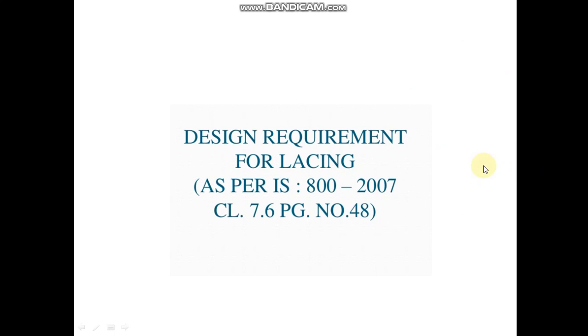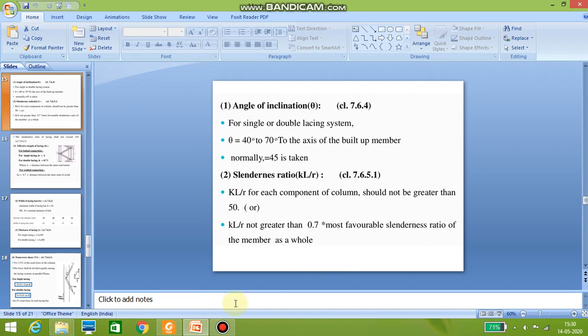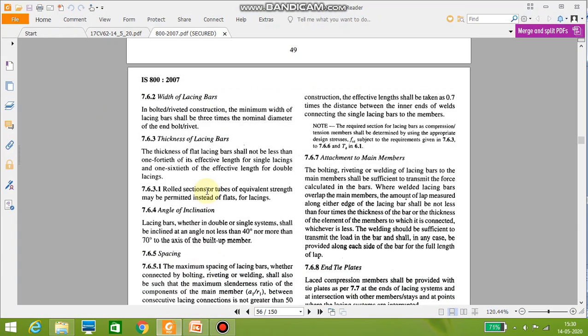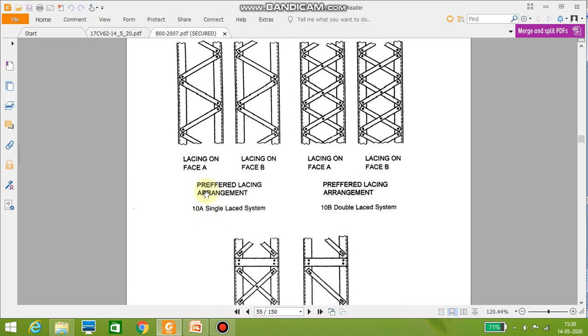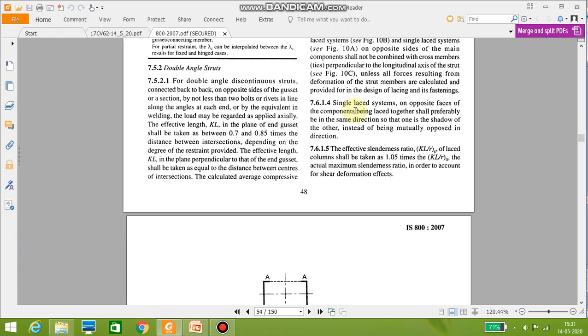Now let us see what our code book says. IS 800-2007, clause number 7.6, page number 48. Before looking into the presentation, let us quickly look into the code book, page number 48, clause number 7.6. So 7.6, page number 48, is for laced columns. In this, the important clause is 7.6.1.5.